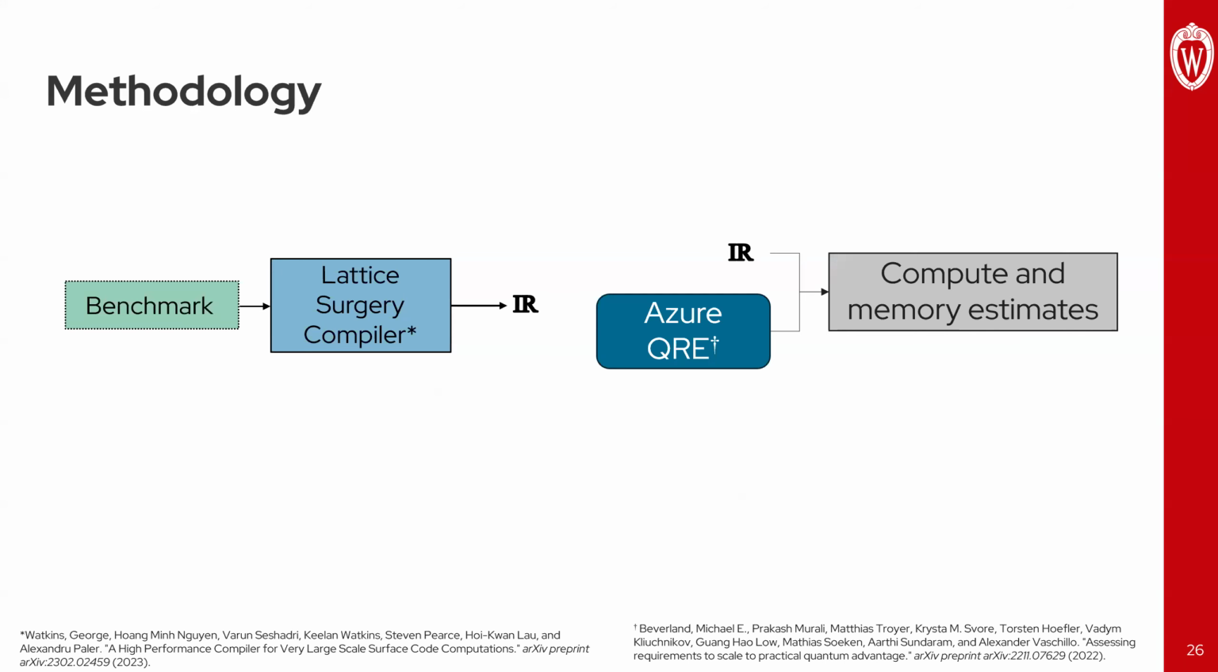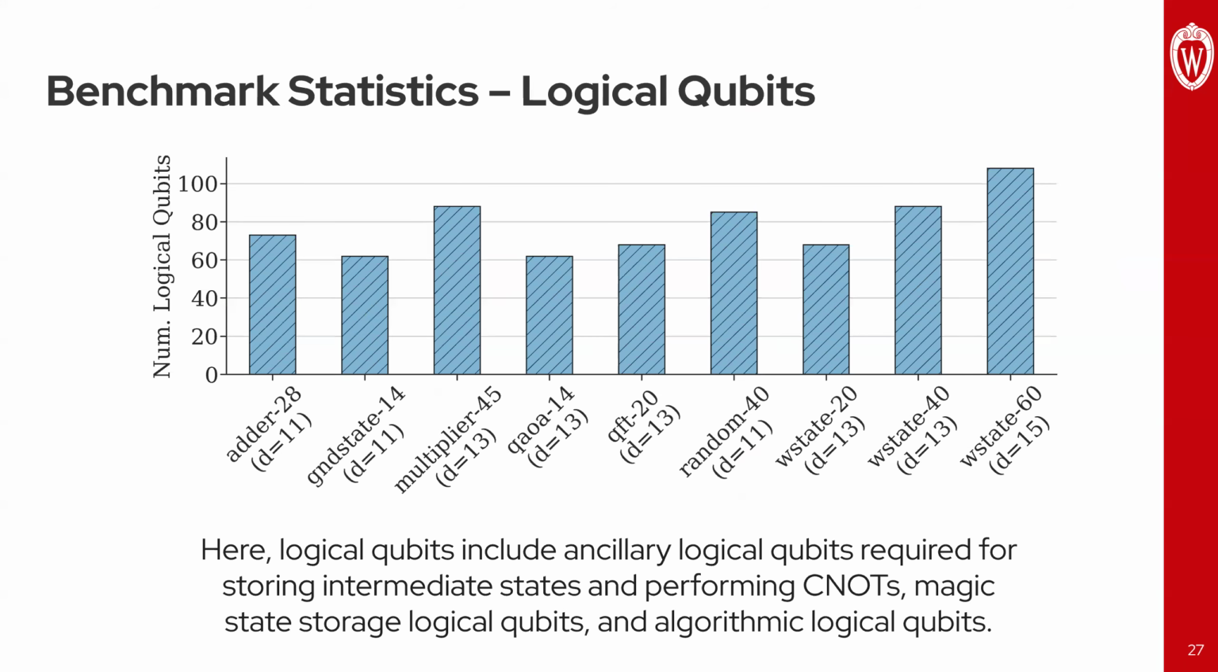All right, so let's look at some statistics. Here are all the benchmarks on the x-axis and all the logical qubits that these benchmarks would need on the y-axis. These aren't big benchmarks, but they do require about 100 logical qubits, and W state 60 is actually the largest one. Anything between 60 to 100 logical qubits is required for all these benchmarks.